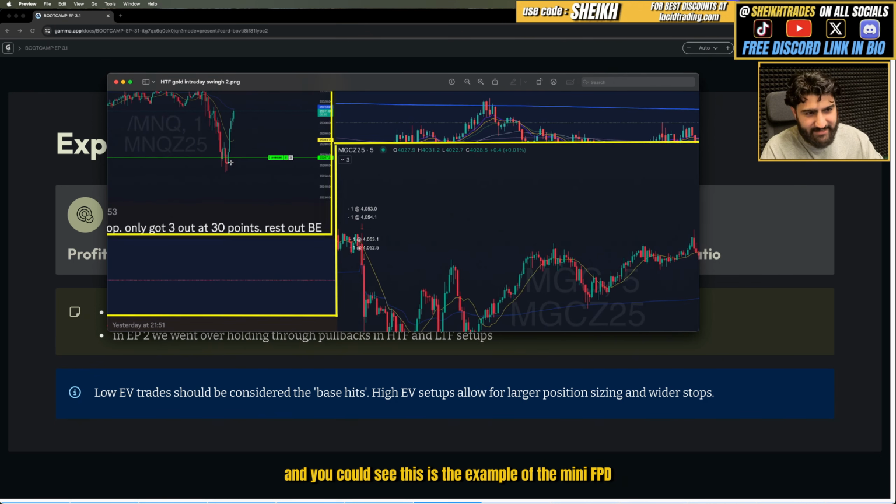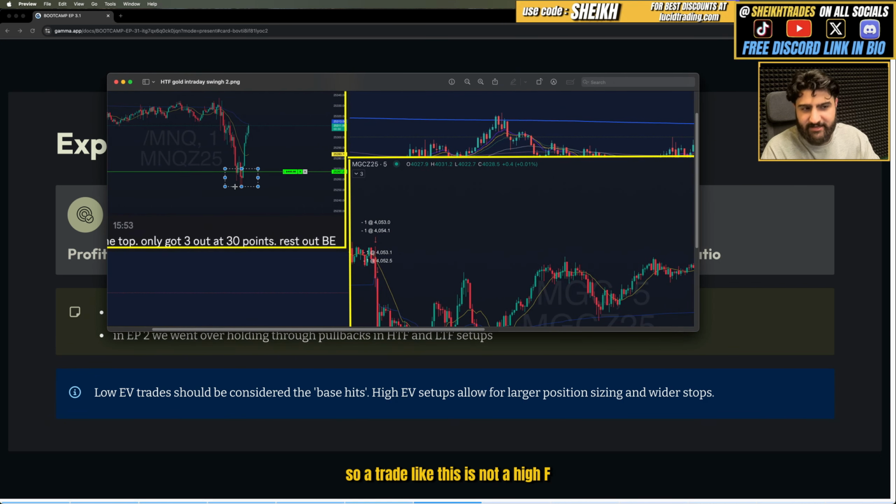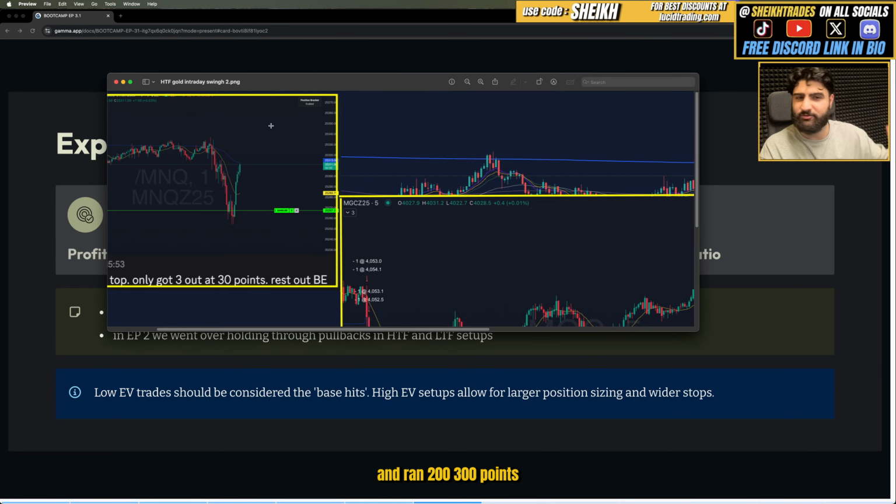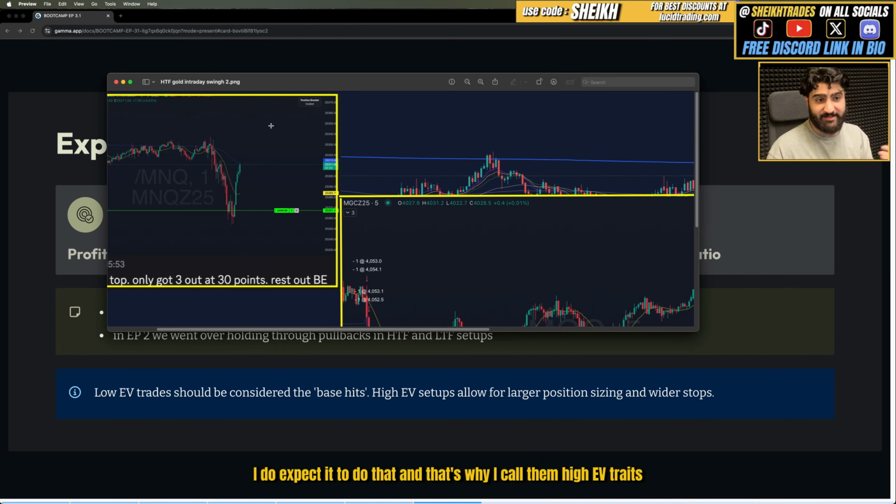And you can see this is the example of the mini FBD. So a trade like this, it's not a high EV trade. This is just a small intraday setup trade that I took. So I don't expect this to go all the way back to high of day and run 200, 300 points. I just take whatever it gives me. Whereas with higher time frame setups, with high EV trades, I do expect it to do that. And that's why I call them high EV trades, and that's why I make a lot of money with them when they work.